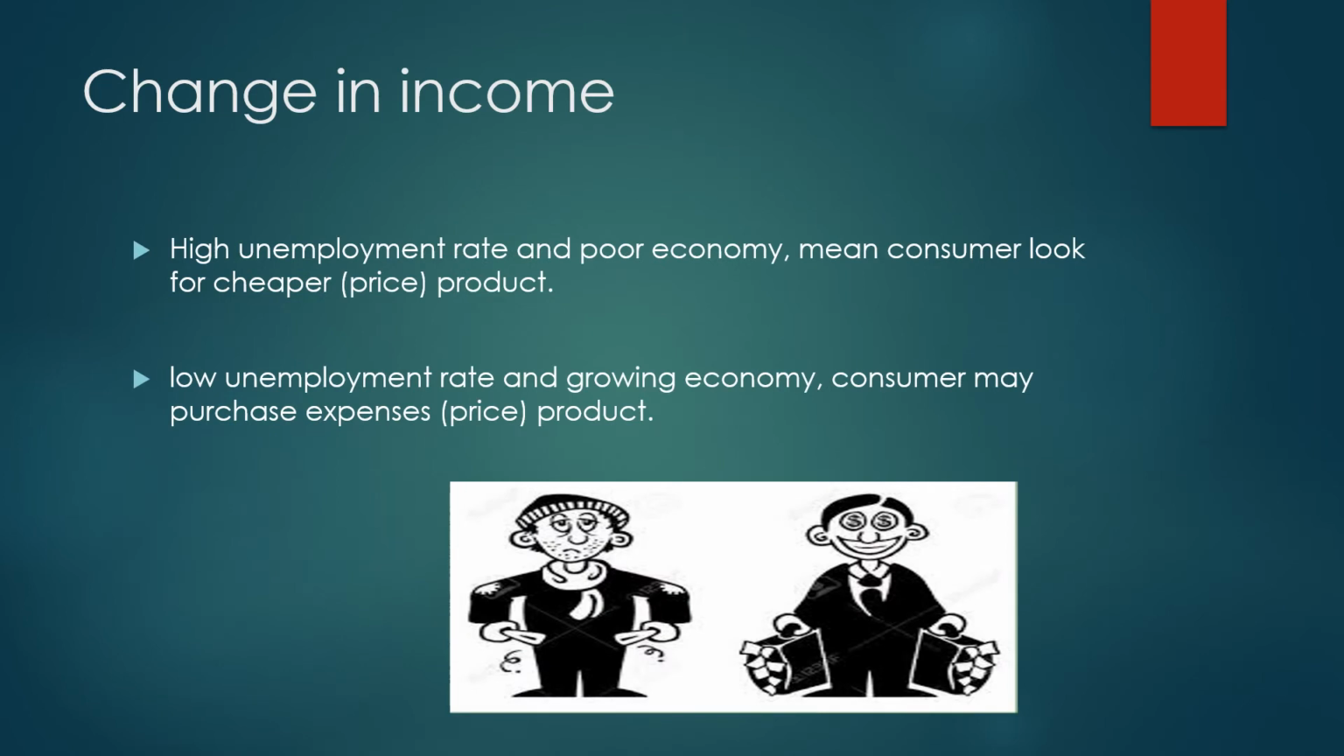Change in income is another factor why consumer spending patterns or demand for a product changes. If you are in a nation where there is a high unemployment rate, the economy is not doing well, consumers intend to buy a product which is less expensive. On the other hand, if you're living in a nation where there's no unemployment, the economy is good, consumers have more money in hand, they intend to buy expensive products.